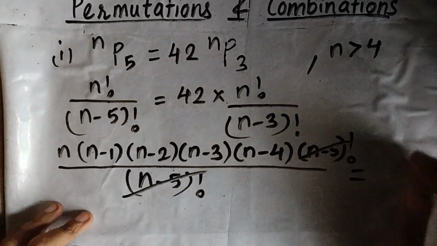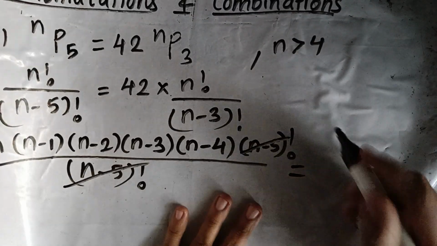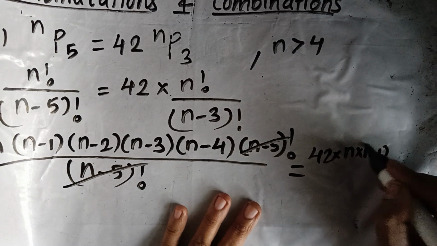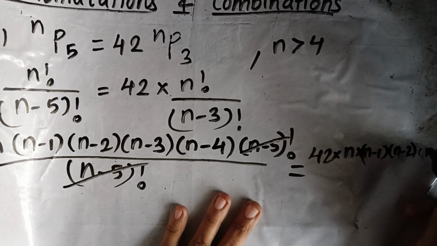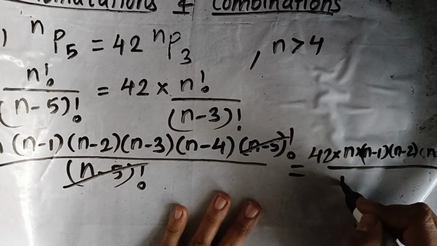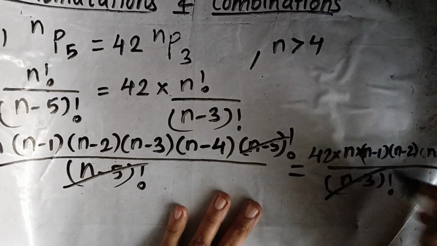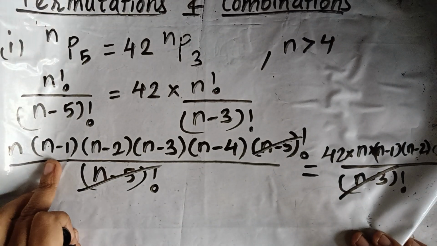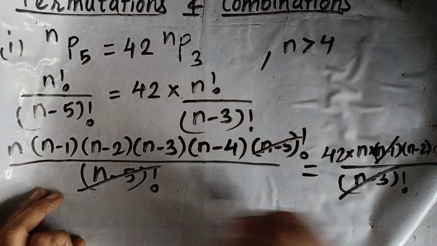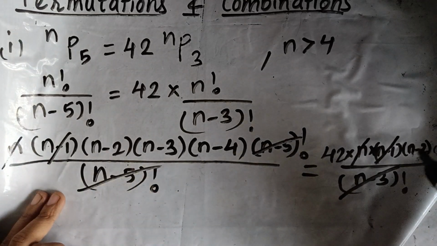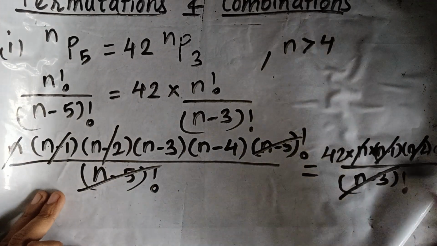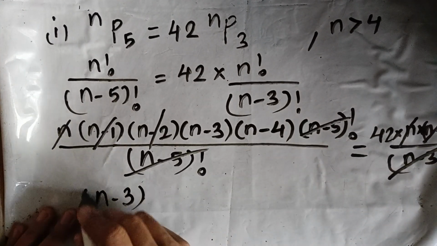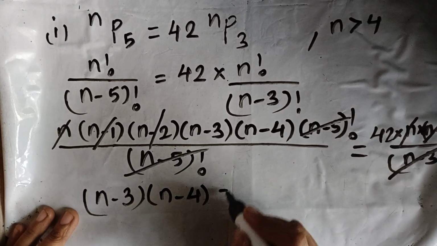Same way on the other side, it will be 42 into n minus 1, n minus 2, and n minus 3 factorial. So n minus 3 factorial in the denominator and in the numerator gets cancelled. Now here n minus 1 is there, here also n minus 1, so we can cancel this. Also n you can cancel, and n minus 2. So the remaining thing is n minus 3 into n minus 4 equal to 42.